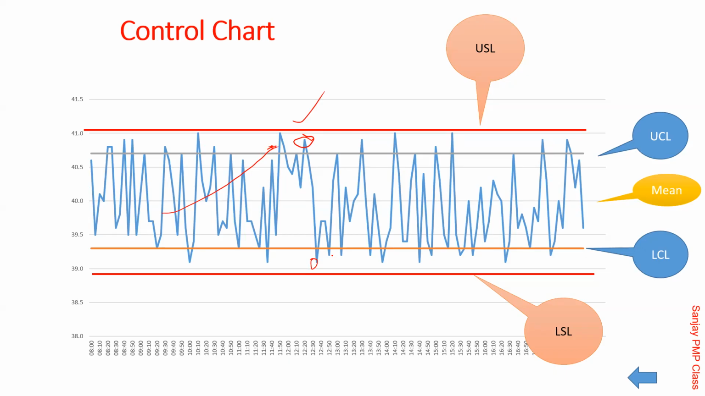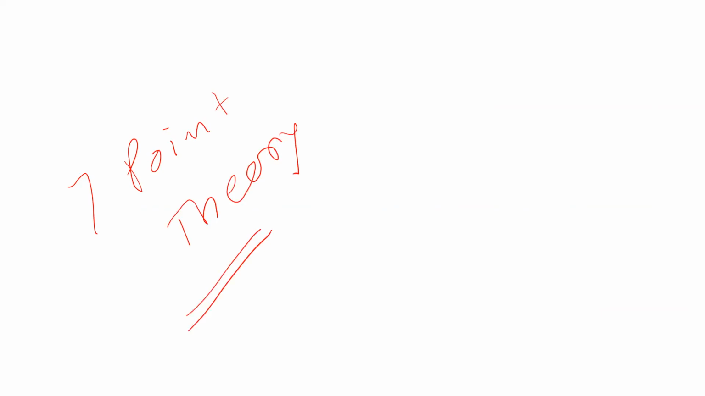With the control chart, there are some things you need to understand. One theory is called the 7-point theory.